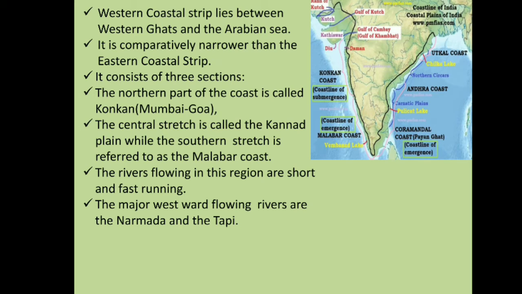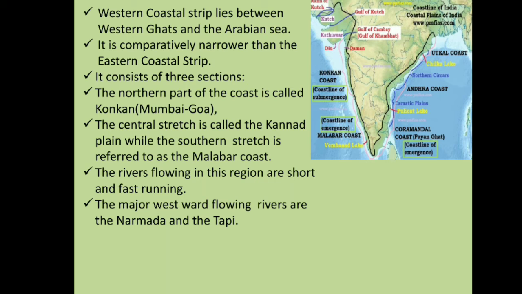The Western coastal strip lies between the Western Ghats and the Arabian Sea. It is comparatively narrower than the Eastern coastal strip, and it consists of 3 sections. So the Western coastal strip can be learned considering the 3 sections. The northern part of the coast is called Konkan or the Mumbai-Goa coast. The central stretch is called the Kanara Plain, while the southern stretch is referred to as the Malabar coast.